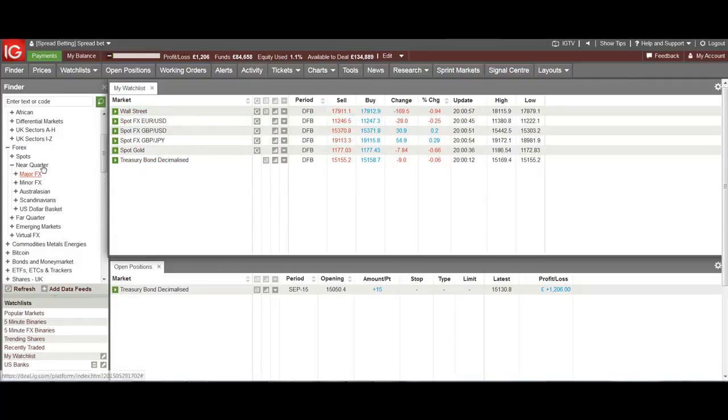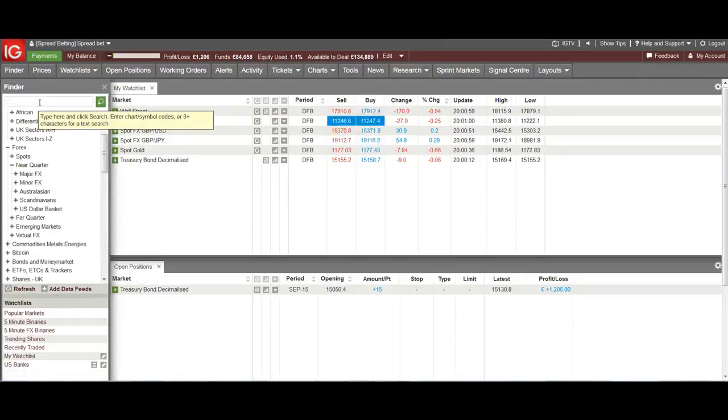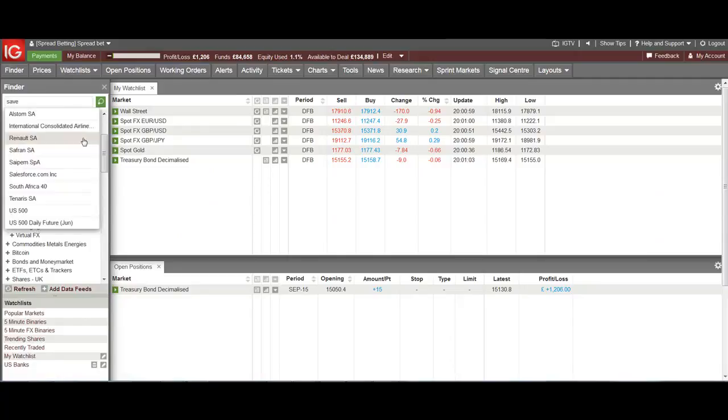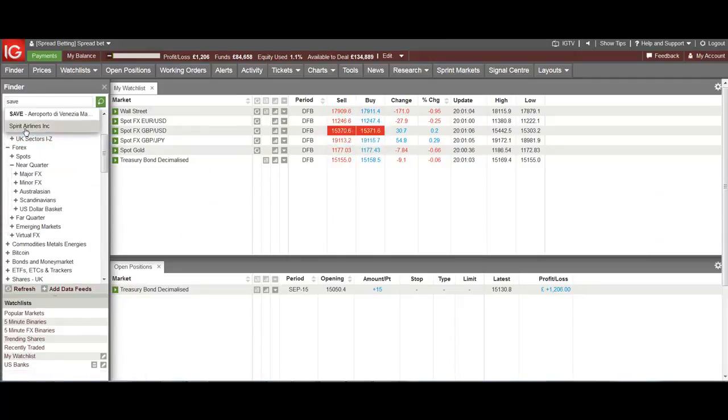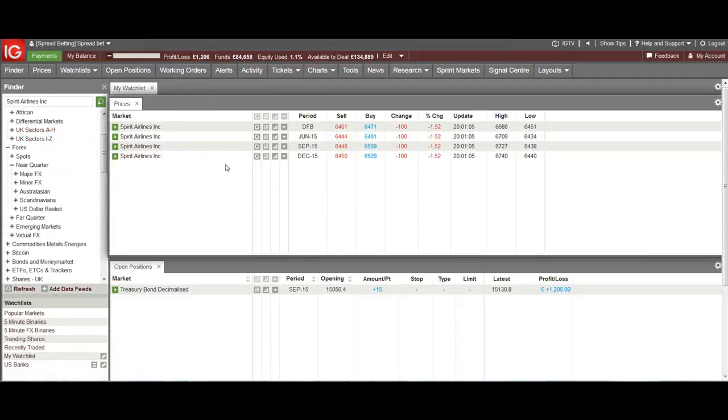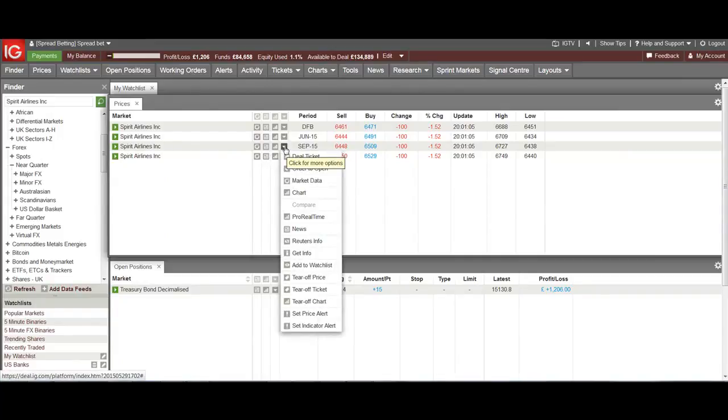So let's say, for instance, I want to add a stock, let's say SAVE, which is Spirit Airlines. So if I want to add Spirit Airlines to my watch list, I'll use the September contract. In here, one of the variables is that I can actually set a price alert. I can also open charts in here as well, or I can add it to a watch list.